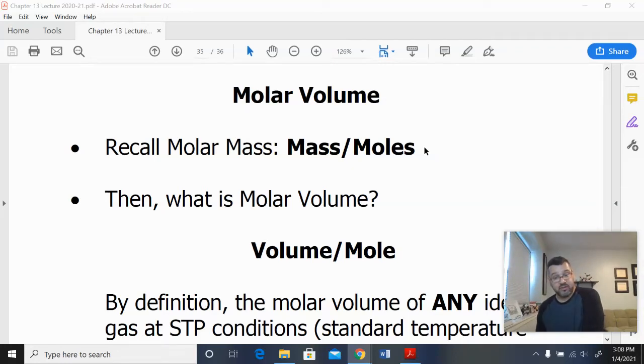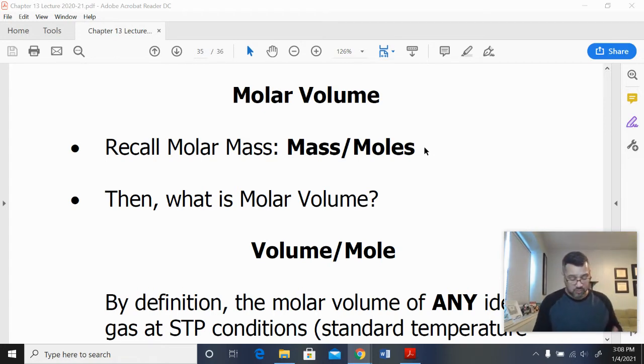Our final topic to talk about is what's called molar volume. Now, if you remember, molar mass is mass over moles. When you have mass over moles, remember it's grams per mole. Well, molar volume is volume per mole.